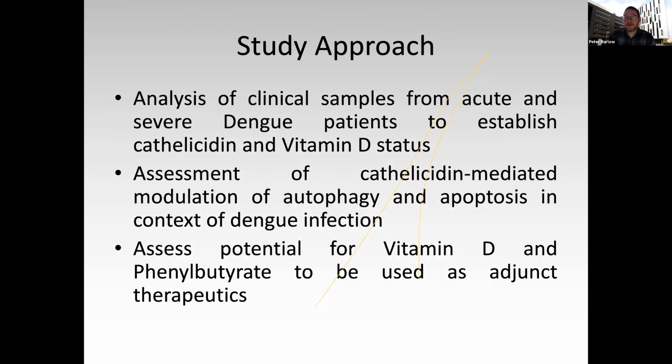So what we're doing in this study is we're looking at patient samples from acute and severe dengue patients, and we're measuring the amount of cathelicidins and vitamin D that they have in their serum. We're also looking at whether cathelicidins, like LL-37, can modulate cell death pathways in cells that are infected with dengue, and we're looking to see whether vitamin D, LL-37, and butyrate can be used as therapeutics for dengue infection, because both vitamin D and butyrate can upregulate LL-37. So perhaps it can help to switch the balance.